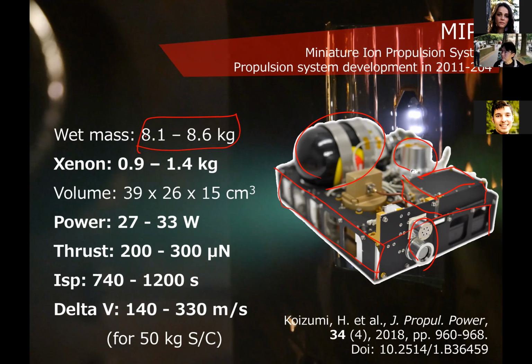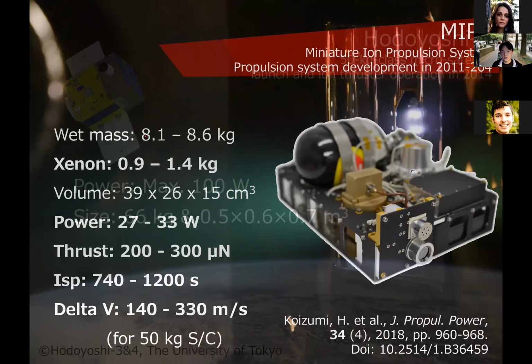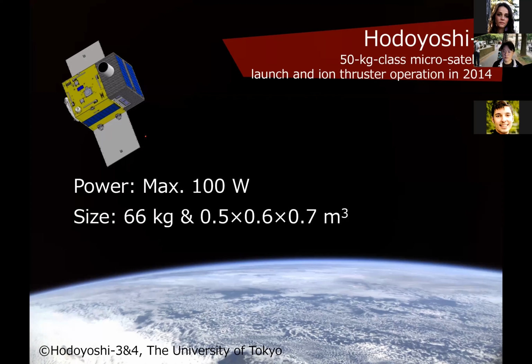Compared with today's propulsion systems, this one is quite big. But at that moment in 2011, this was the smallest ion propulsion system, I think. And actually, we operated this ion propulsion system in space, and as a miniature ion thruster, I think this was the first operation in the world. By using this for a small satellite, we succeeded in firing the ion thruster in low Earth orbit.